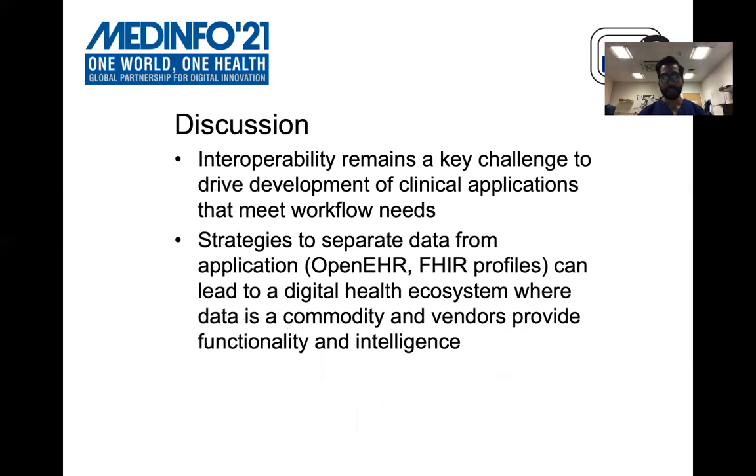To achieve a user interface as described in the Kidney Cloud project, interoperability would be an underpinning challenge. We are now further exploring how data strategies such as OpenEHR or FHIR profiles can facilitate such a user interface that is able to surface and capture data across systems and organizations.